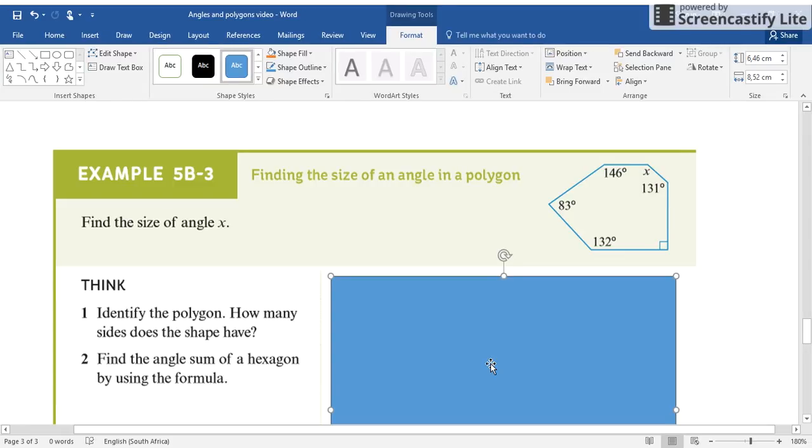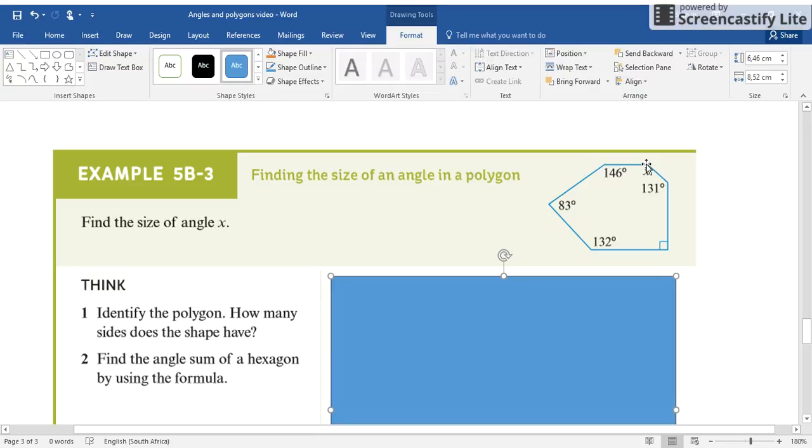All right, so now we're trying to find the size of an angle in a polygon. Okay, and they want us to find angle X, this one here. We know that that one's 90, okay. So a polygon could have various amounts of sides. So the first important thing to look at is how many sides does this particular shape have?